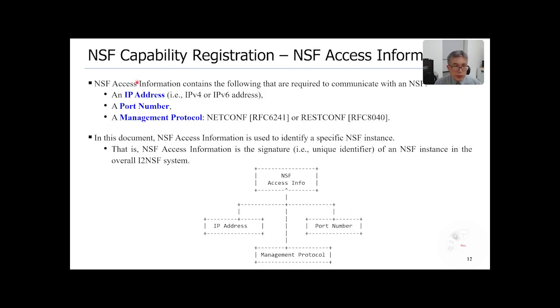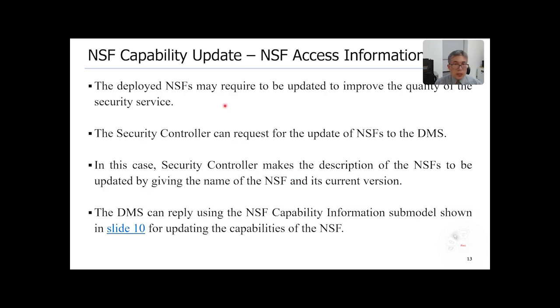Access information consists of the IP address, version 4 or version 6 address, and the port number. Usually a TCP port number is used, and the management protocol is NETCONF or RESTCONF. In this document, NSF access information is used to identify a specific NSF instance. NSF access information is the signature, a unique identifier of an NSF instance in the overall I2NSF system.